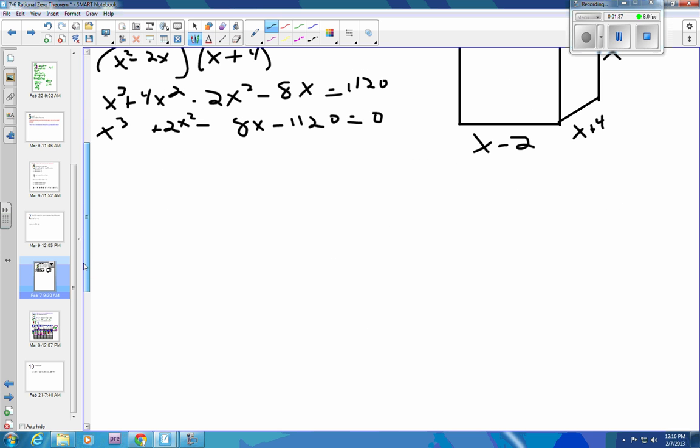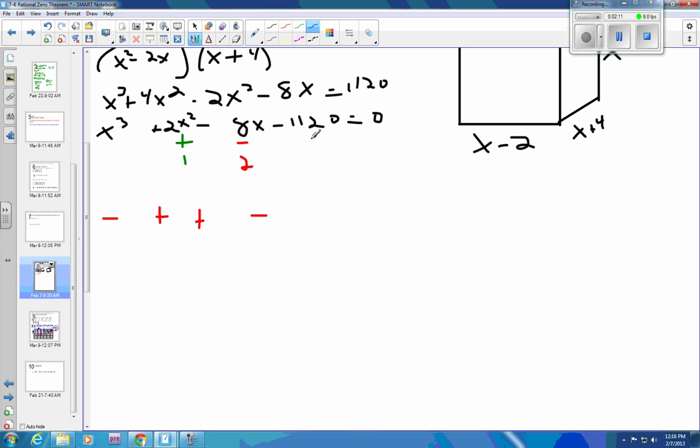Next, we want to find out what type of roots we have. So we're going to look at all of our positive changes. This is a positive to positive, positive to negative, that's one change, negative to negative, so we only have one change. So we have one positive real root. If we look at our negatives, that becomes a negative x cubed, that becomes positive, that becomes positive, and that stays negative. So that would be changing signs twice for our negative.